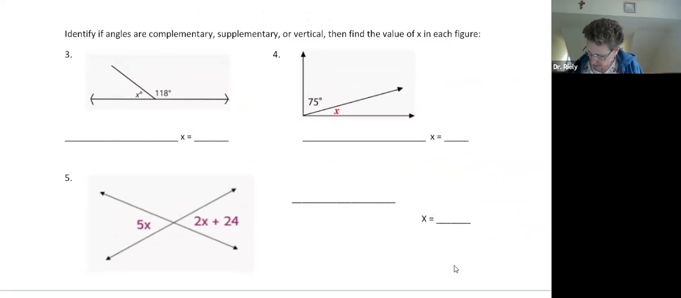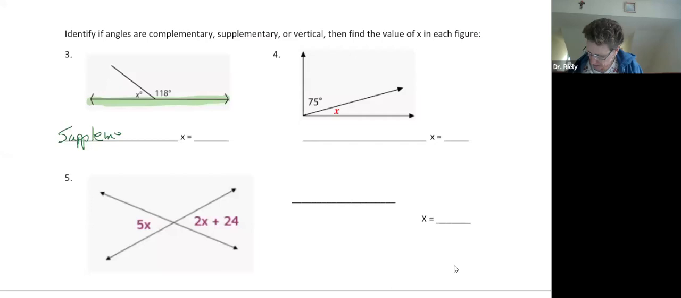So the first problem, I'm looking at that and I'm seeing this big old angle. That makes it a straight angle. But that's not one of my choices. So what else could I call it? I could call it supplementary because I know straight angles have 180 degrees, so the angles on them have to be supplementary. Since I know it has to be 180, I'm going to take 180 minus 118, and when I do that, I get 62 degrees. And that's my value for x. Okay, let's go to the next one.